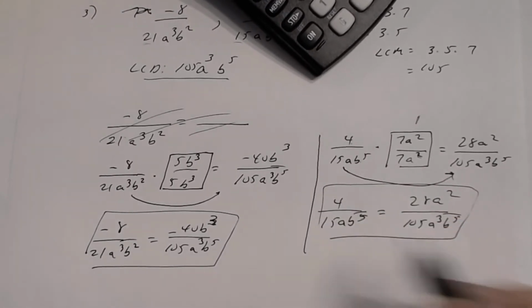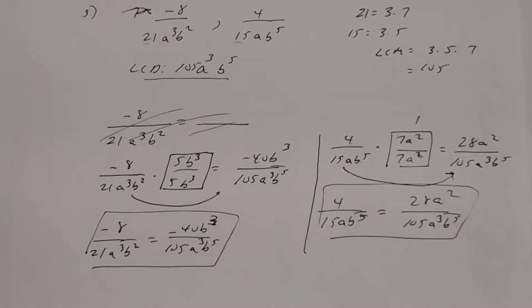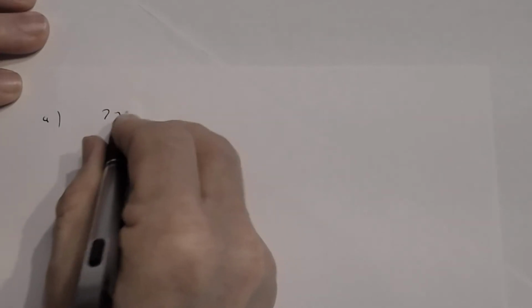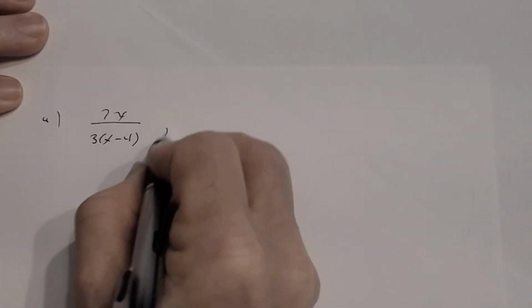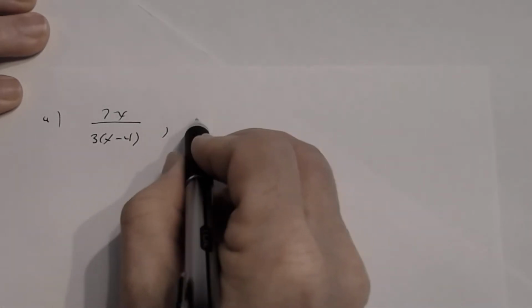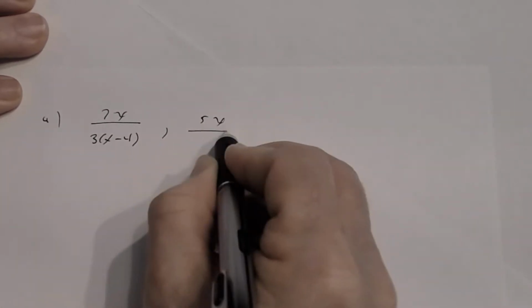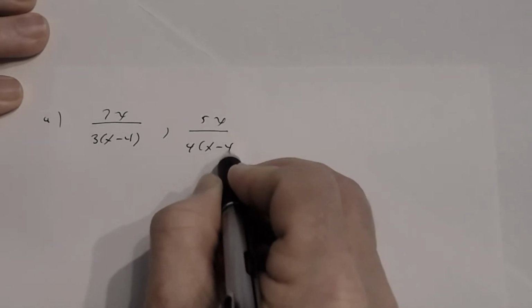All right? Okay, now all that's going to be important in the next lesson. Okay, let's look at number 4. So number 4, we have 7x divided by 3 times x minus 4. The other rational expression is 5x divided by 4 times x minus 4.